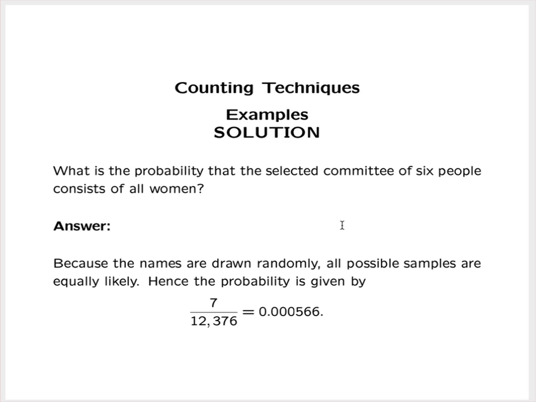Well, again, because the names are drawn randomly out of the hat, all possible samples are equally likely, and so the way to calculate this probability is to calculate the ratio of the number of ways that we could get such a committee divided by the total number of possible committees. So 7 over 12,376. And that probability is even smaller, 0.000566.